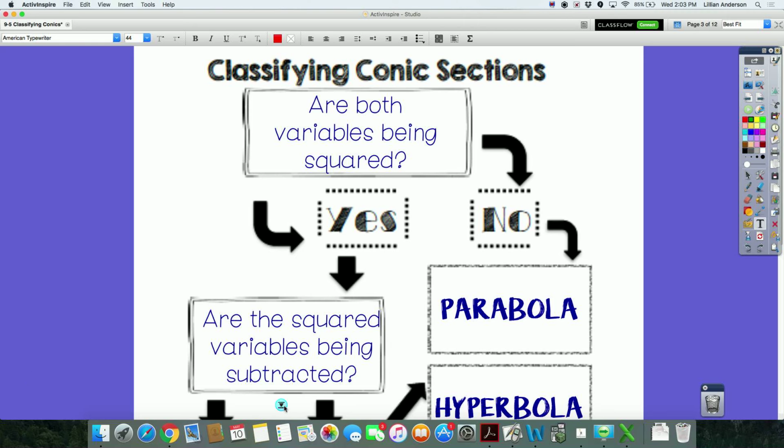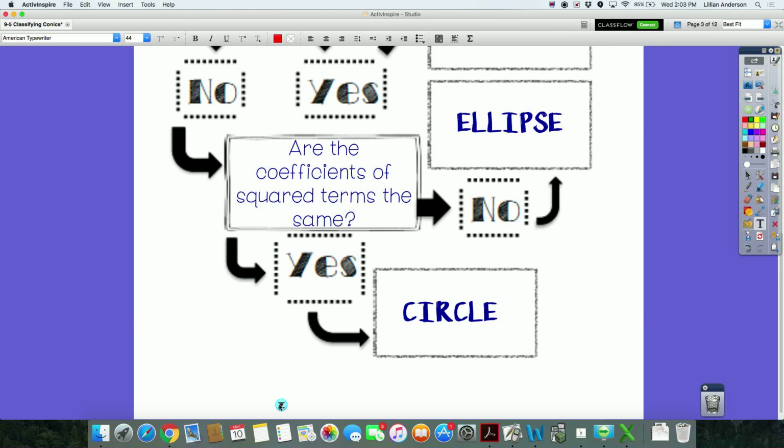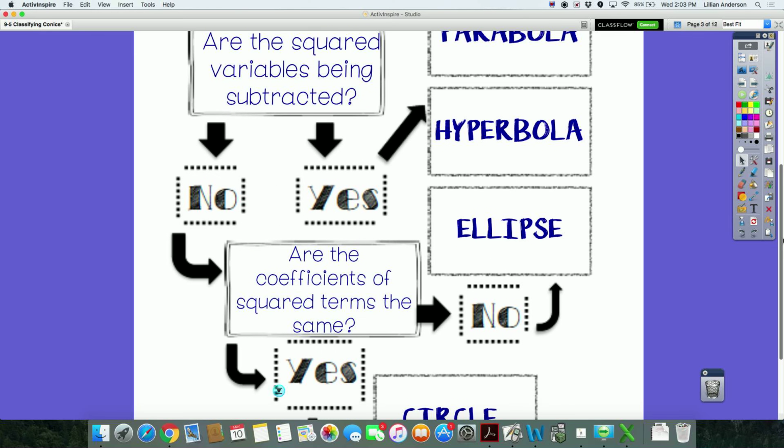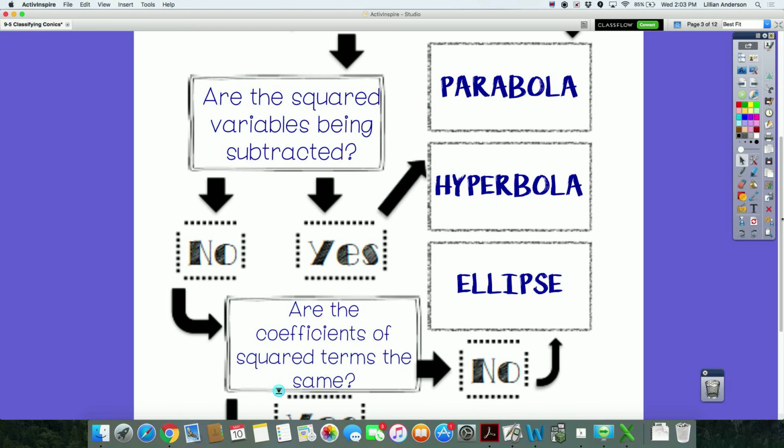If they are being subtracted, then that means, oops, too far. There we go. If they are being subtracted, as in yes, that means it's a hyperbola. If you look at the standard form for any of the conics, the only one that has a minus in them are your hyperbolas, just like in your problem of the day.